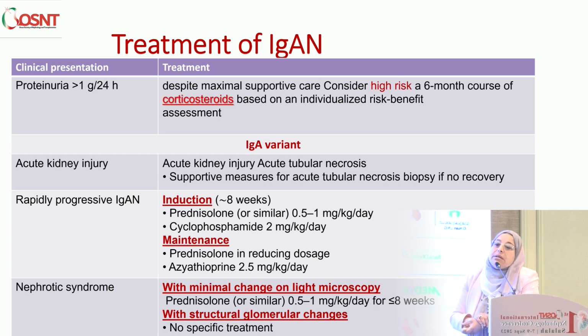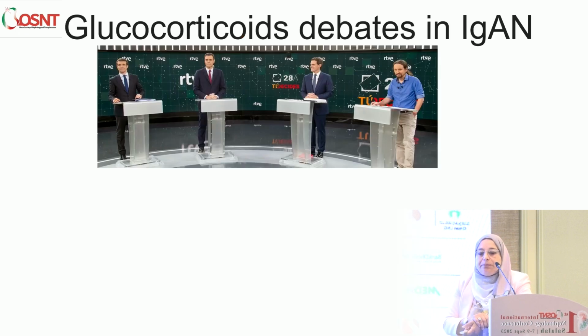For IgA variants, I have another problem. If the patient has acute kidney injury, we manage by adding supportive treatment for acute kidney injury. If rapidly progressive glomerulonephritis, we give cyclophosphamide plus corticosteroid as induction, and then maintain on steroids plus azathioprine. Sometimes a patient with IgA is associated with minimal change disease, and we start treatment with corticosteroids 0.5 to 1 milligram for less than 8 weeks.